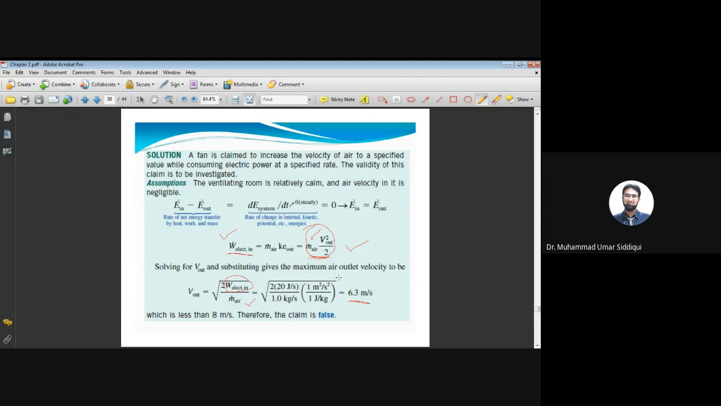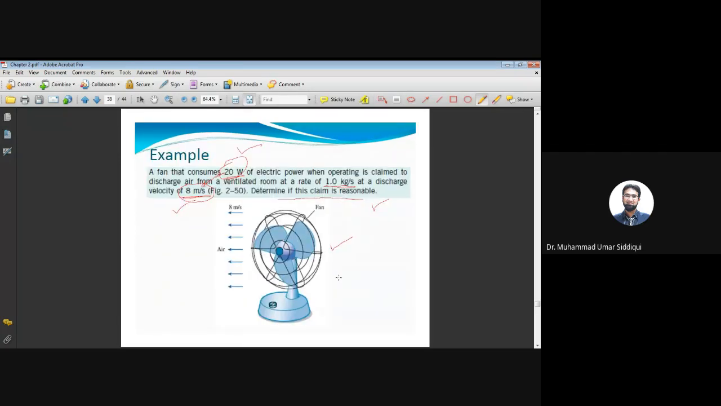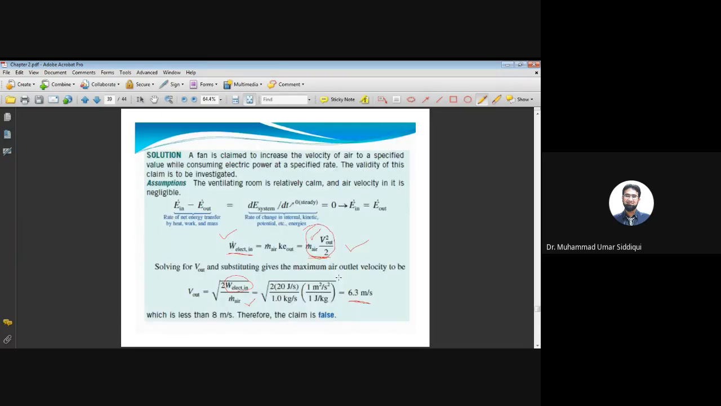is about 6.3 meter per second. And the manufacturer of the fan is claiming that by taking 20 watts, this fan can generate 8 meter per second. So that means the claim is false. Do you understand here? Yes, sir. Okay. You can do it the other way around as well.